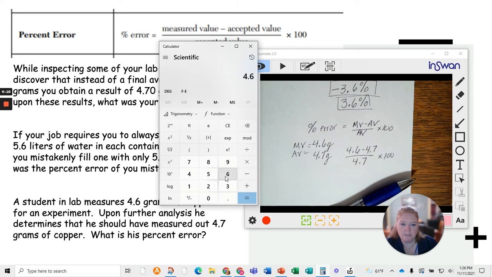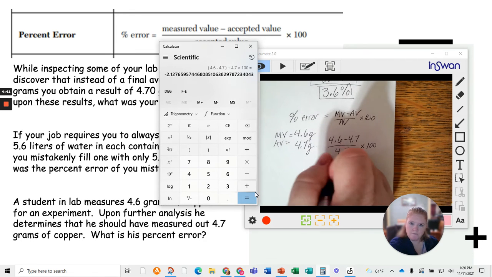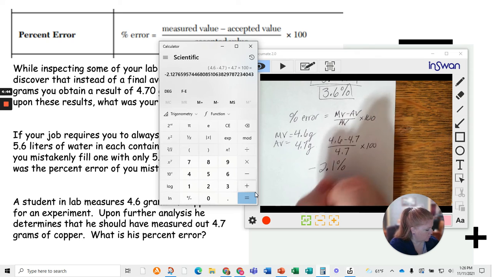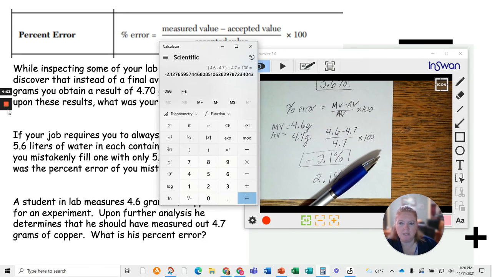So 4.6 minus 4.7 divided by 4.7, oh wait, hold on. I did something wrong here. Parentheses, 4.6 minus 4.7, divided by 4.7, times 100. There we go. So negative. Now, what do I need? 2 significant figures. Negative 2.1%, or I could write it as 2.1% and take the absolute value. So both would be correct. So there you have it, how to calculate percent error.